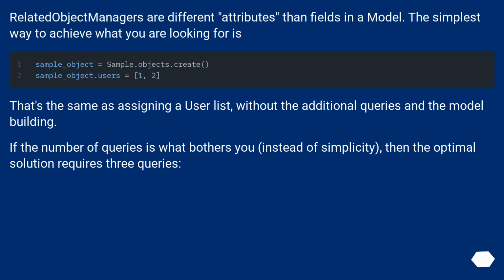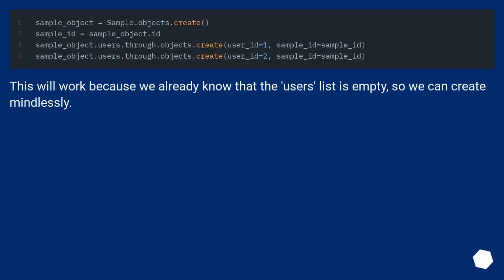If the number of queries is what bothers you, instead of simplicity, then the optimal solution requires 3 queries. This will work because we already know that the user's list is empty, so we can create mindlessly.